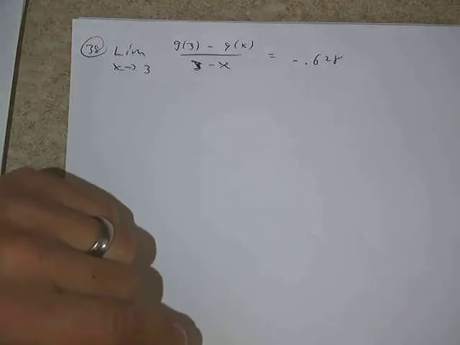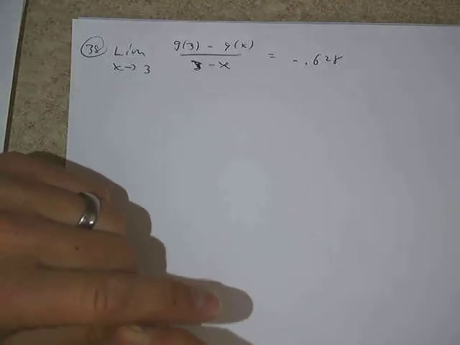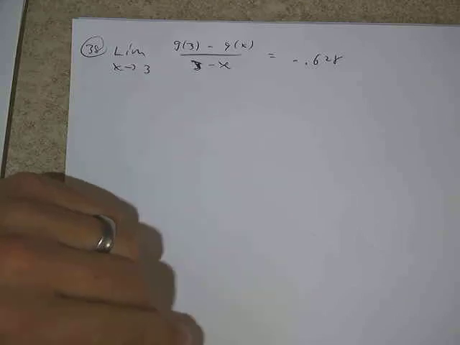How long do you have per problem? On the calculator part, you get 50 minutes for 17 problems.